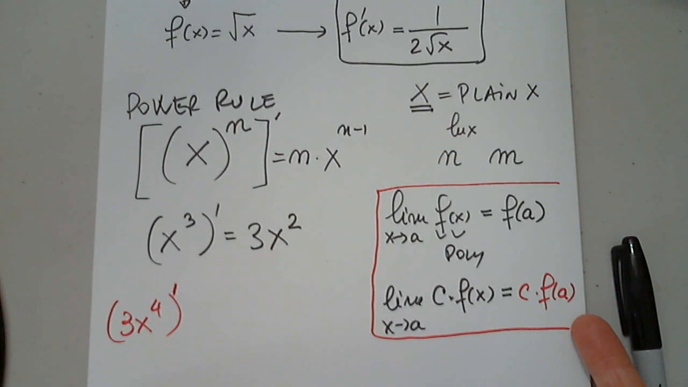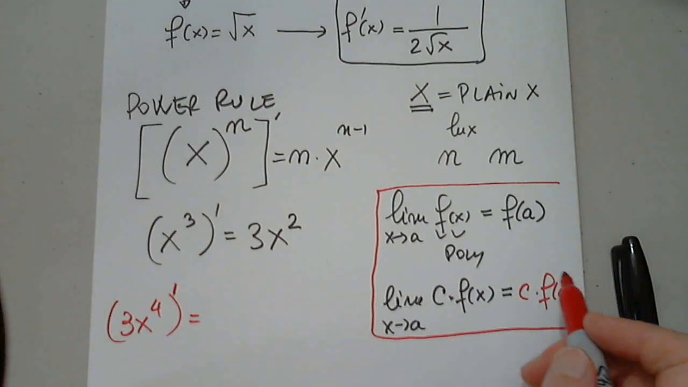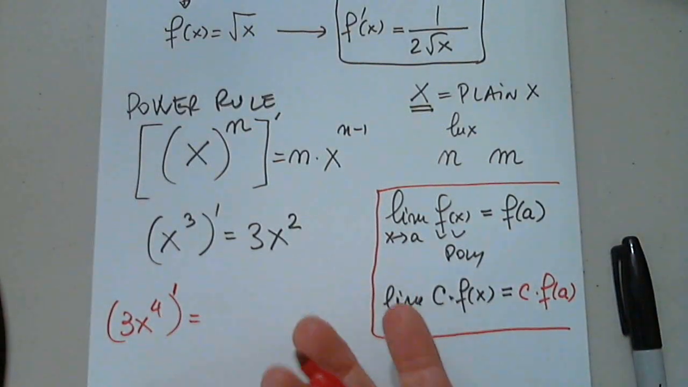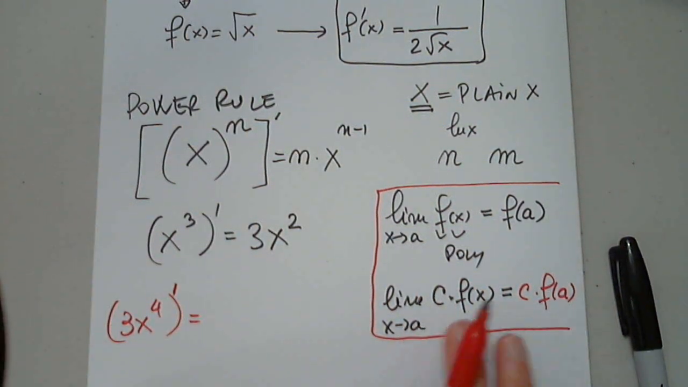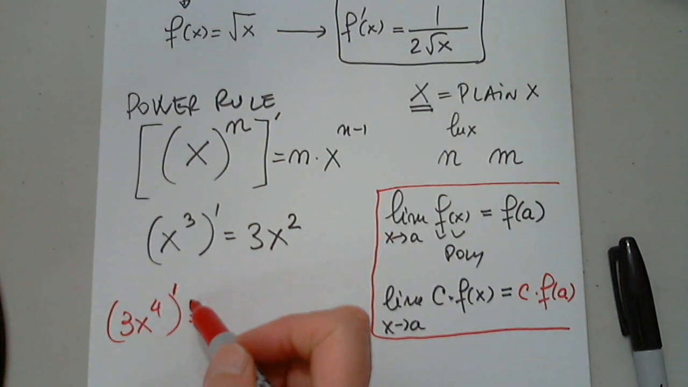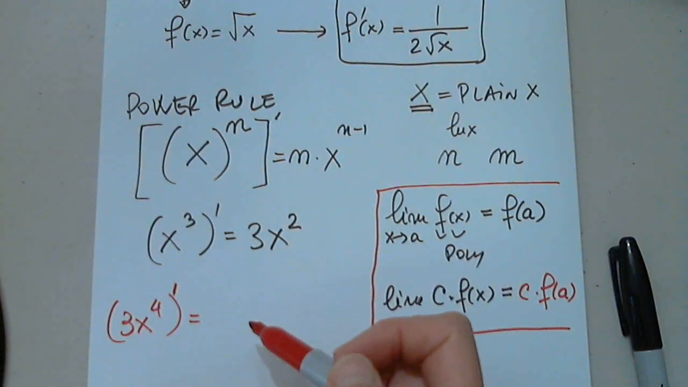The same idea. Wouldn't you multiply 3 and 4? Exactly, it would be 12x cubed. Pretty much the same idea. So the constant stays, and I do my thing for the function, and I have to multiply by 3. Perfect. That's the basic idea. So what do I get as the answer?